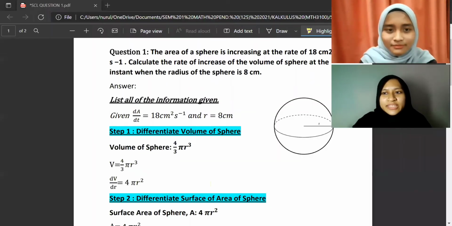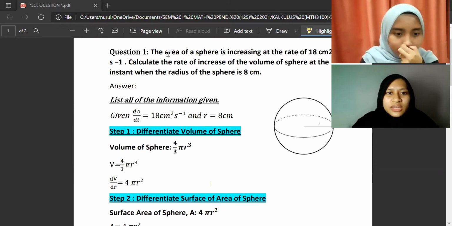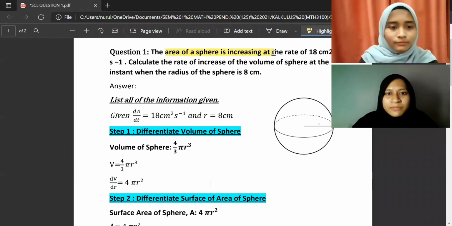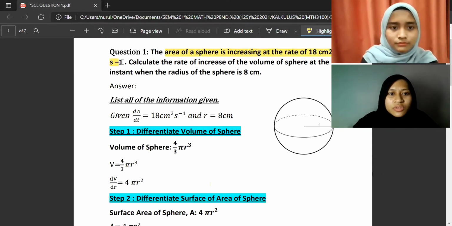So the question was like this: the area of a sphere is increasing at the rate of 18 cm squared per second. Calculate the rate of increase of the volume of the sphere at the instant where the radius of the sphere is 8 cm. So based on the question, we can get extra information. For example, it states the rate of area is 18 cm squared per second, and it also gives the radius of the sphere, which is 8 cm.